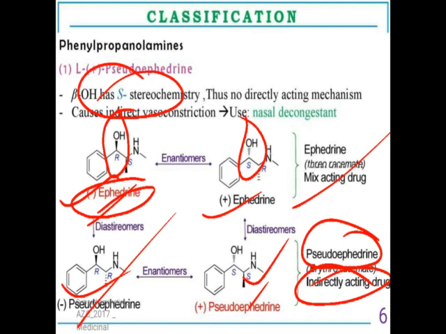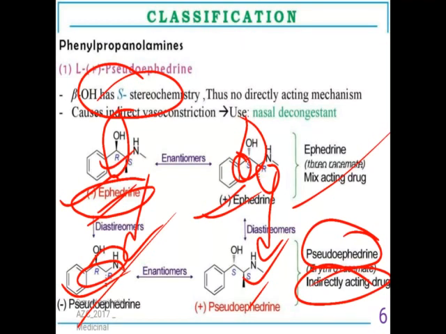In ephedrine, if this is R and this is S, it becomes positive ephedrine, and if it has the opposite configuration, it becomes negative ephedrine. RS converts into the RR configuration, so the drug becomes pseudoephedrine, that is negative pseudoephedrine. And this SR becomes SS, the drug becomes pseudoephedrine, but that is positive pseudoephedrine. So when the drug is in the ephedrine form, they are mixed acting drugs, and when it becomes pseudoephedrine, the drug becomes indirectly acting. So pseudoephedrine and ephedrine are mixed acting as well as indirectly acting drugs.